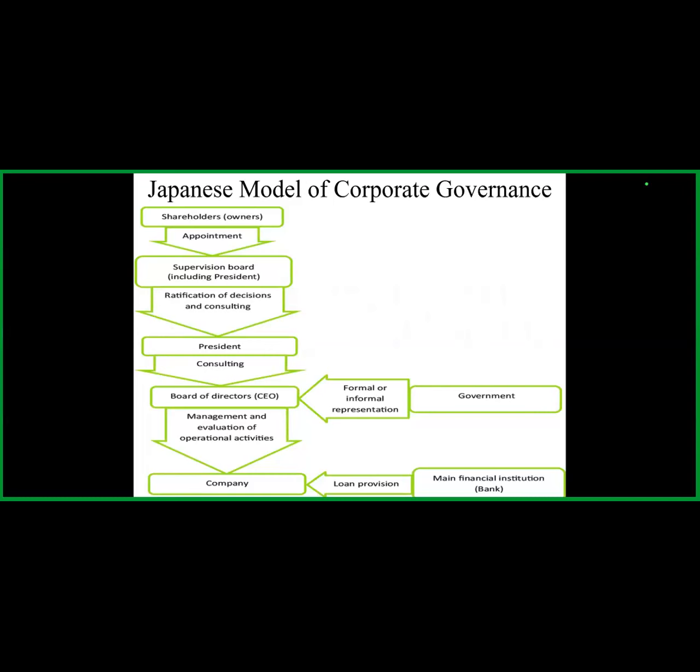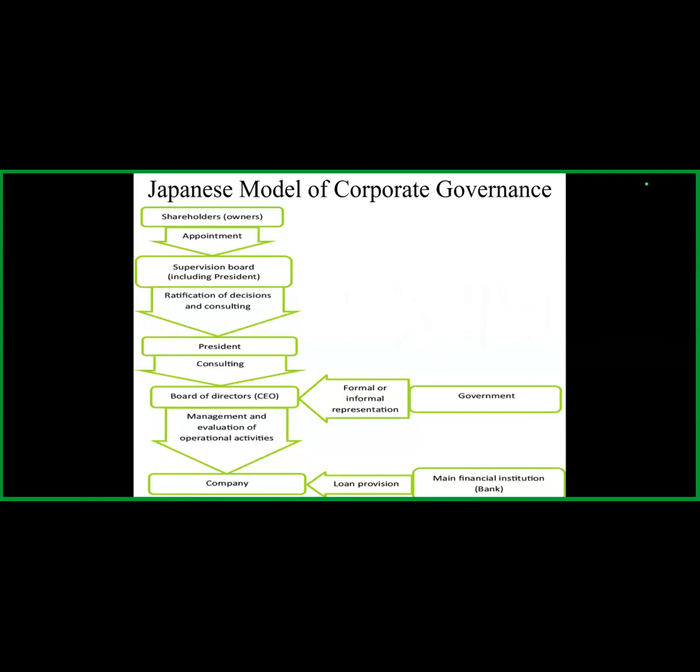The main role of the board is to observe, to supervise whether the company is functioning properly or not. Next comes ratification of decisions and consulting. Now, the role of the supervision board, which in other countries is called a board of directors. The supervision board is supposed to do what? Ratification of decisions and consulting.